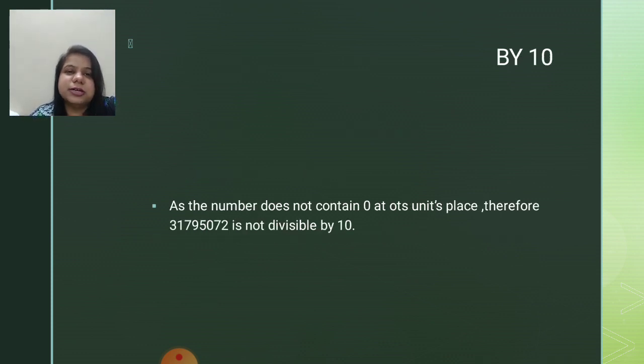Now to check divisibility by 10, it's an easy one. If the unit digit or ones digit is 0, then the number will be divisible by 10. So in our case, the ones digit is 2, so our number is not divisible by 10.